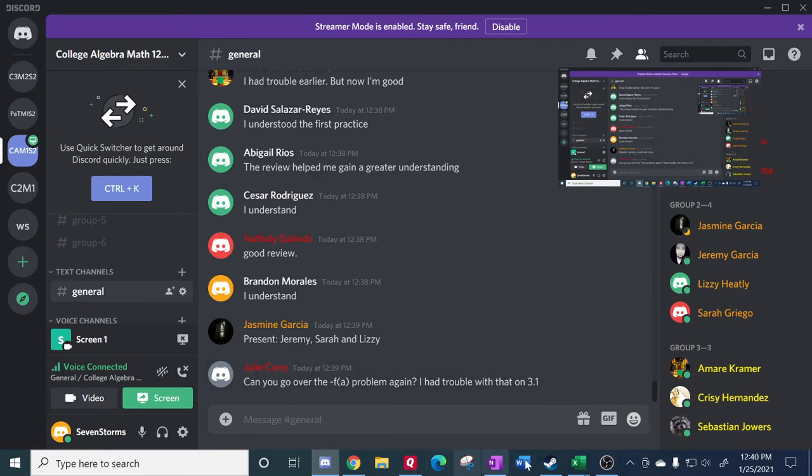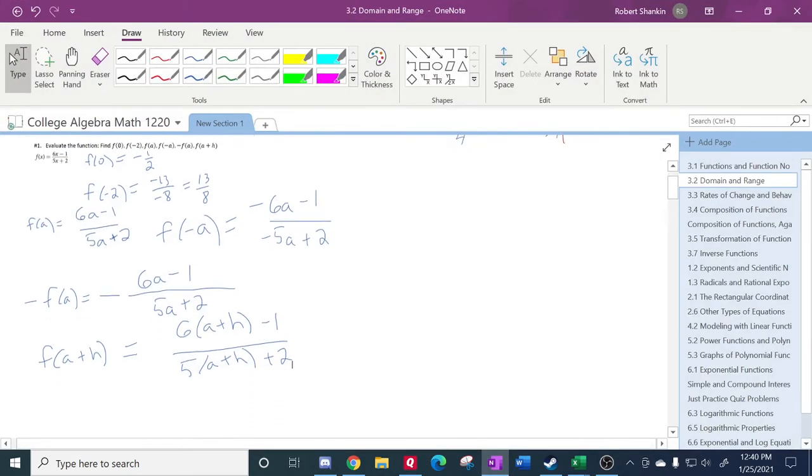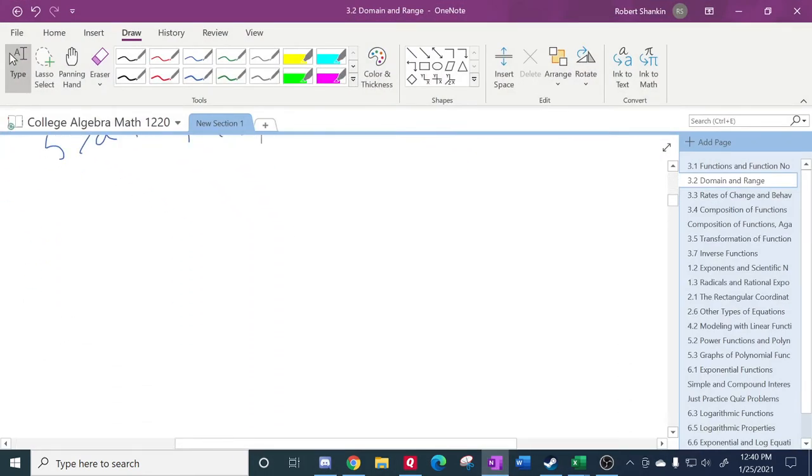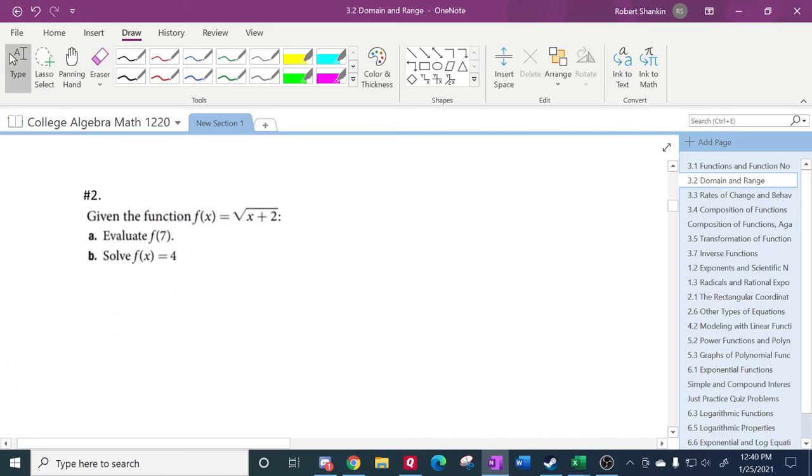And let's go to the next practice quiz problem. Let me increase the size of the screen. All right. Do parts A and B of number 2. I copied and pasted this, that's why it's a little bit fuzzy.